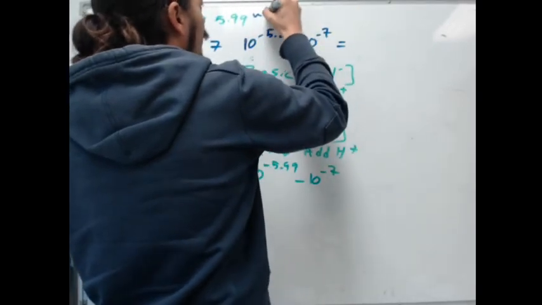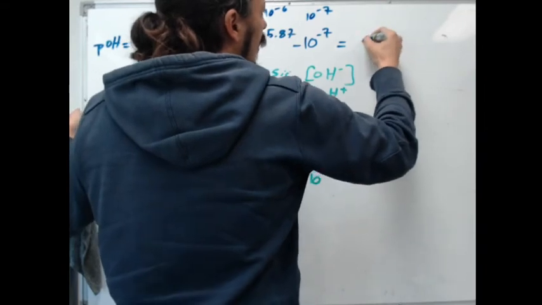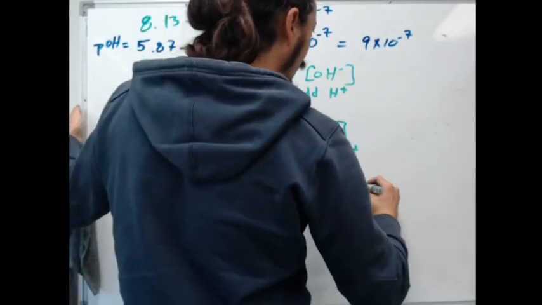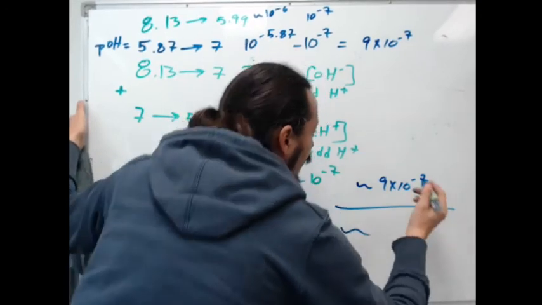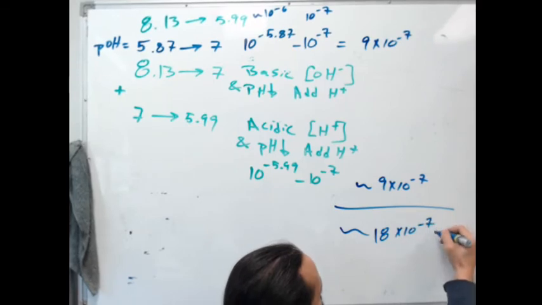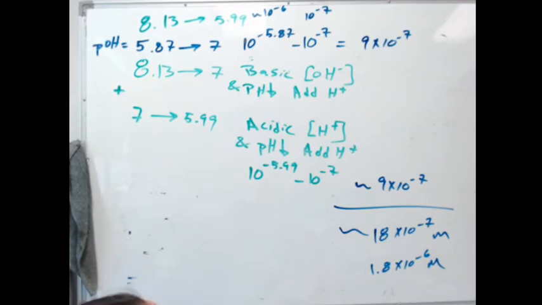So this is approximately 9 times 10 to the minus 7. This one is also approximately 9 times 10 to the minus 7. So approximately 18 times 10 to the minus 7 molarity, 1.8 times 10 to the minus 6 molarity. Did I mess up someplace? I got 2.17 times 10 to the negative 6 for my final answer, and the closest one is 2.45.